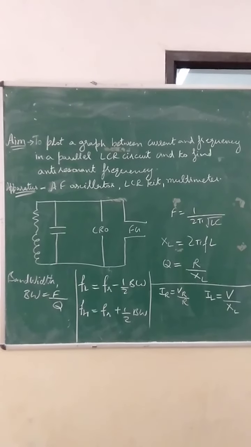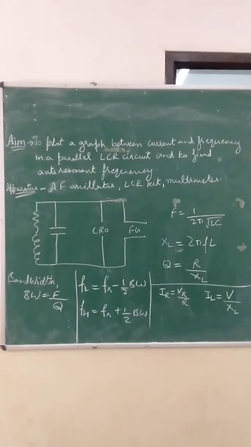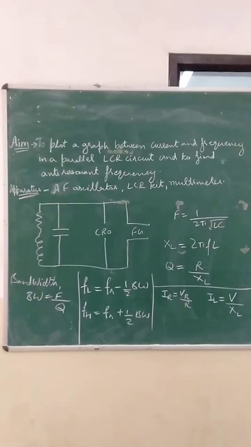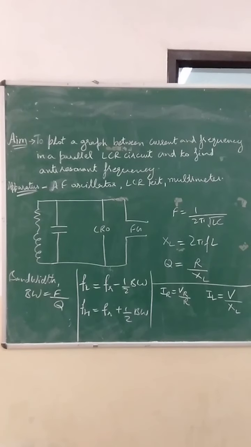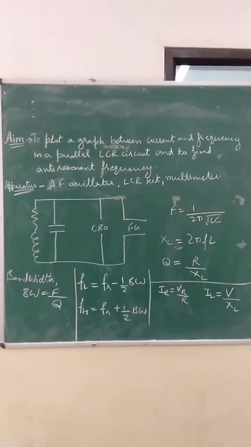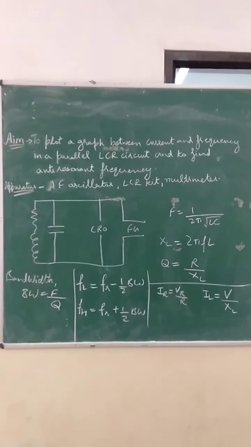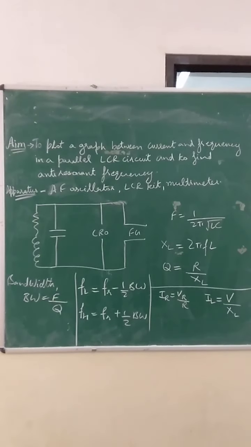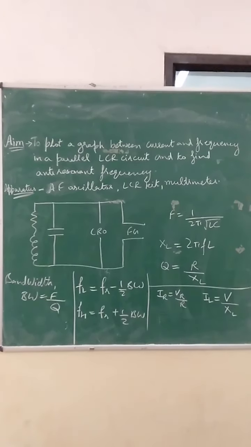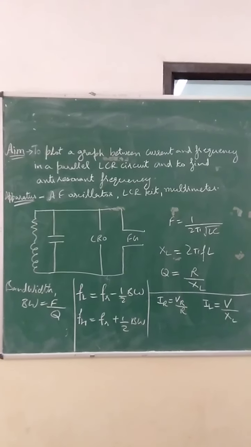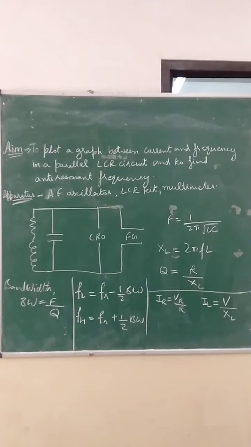So here in the diagram as I have shown, L and R are connected where C is parallel to that L and R, inductor and capacitor and resistor. Three of these are parallel in nature, and on the terminal CRO we will display the frequency and voltage. What amount of voltage and frequency we require, that will be on the CRO, and function generator FG is there. So here we will have the values of frequency and resistor.